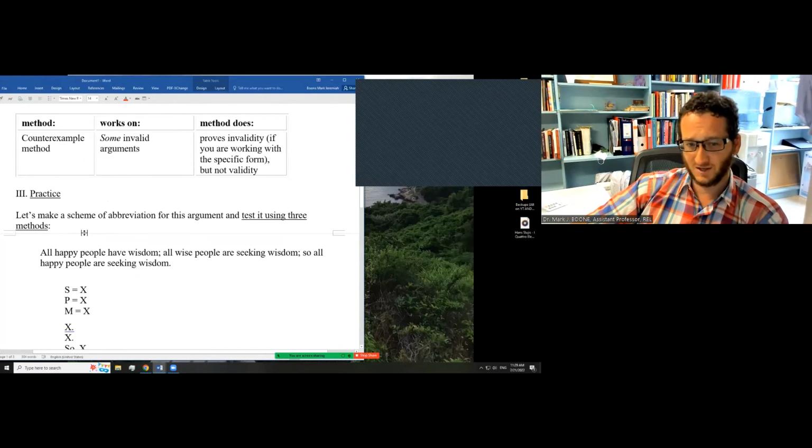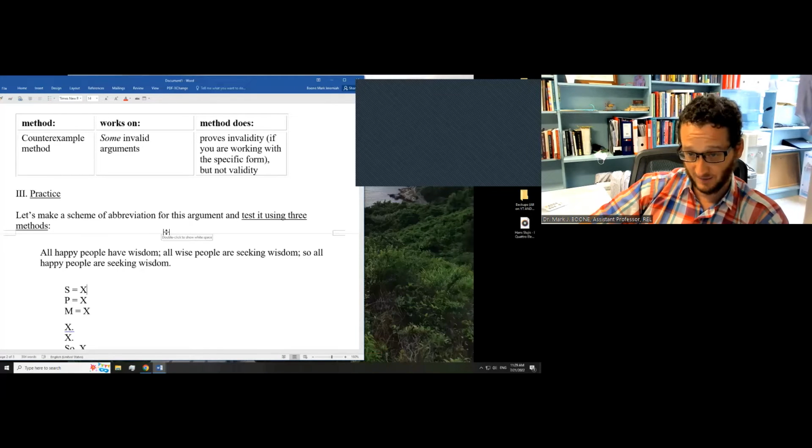And the first thing is always to put an argument into standard form using a good scheme of abbreviation. And when we're doing categorical logic, there are more specific rules for schemes of abbreviation. When we're doing categorical syllogisms, we have names for the 3 terms in the syllogism. The first term in the conclusion is the minor term. The second term in the conclusion is the major term. The term that tries to connect them, that appears once in each premise, is the middle term. And those are respectively S, P, and M.